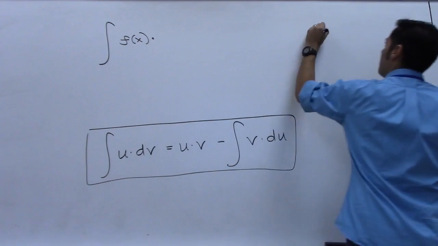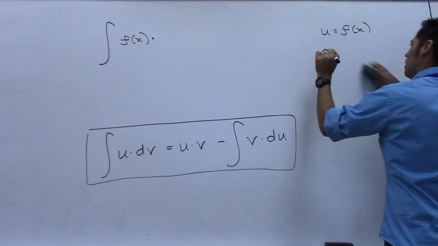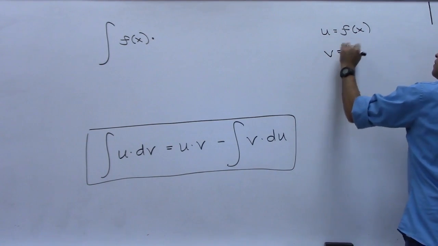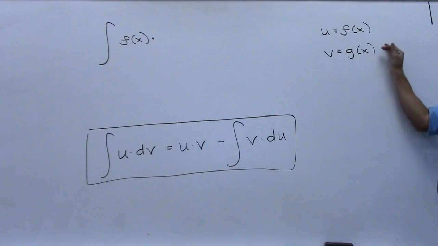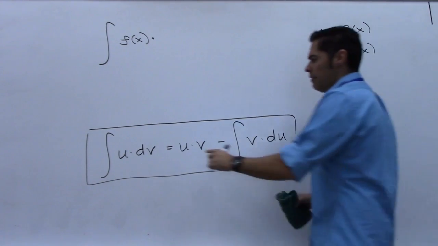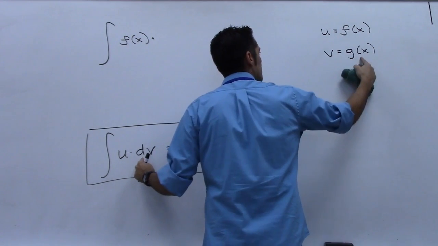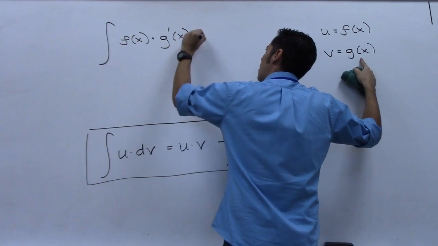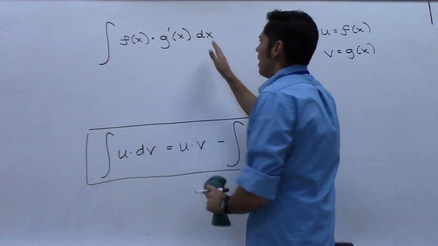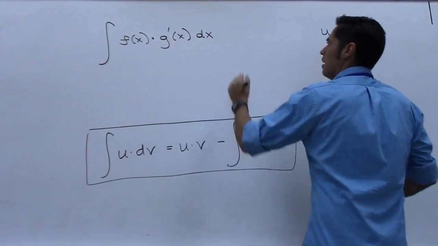Now remember what I wrote up here. U was f of x, right? And v was what? G of x? Two completely separate functions, right? They're not the same functions. They're different functions. So f of x is u. Now dv would be what? G prime of x. And now what I'm going to do is put dx, because I can indicate the variable within here.